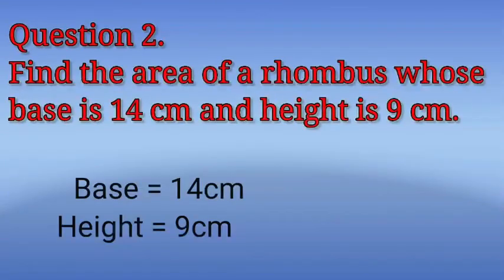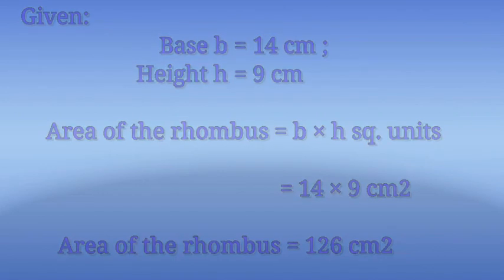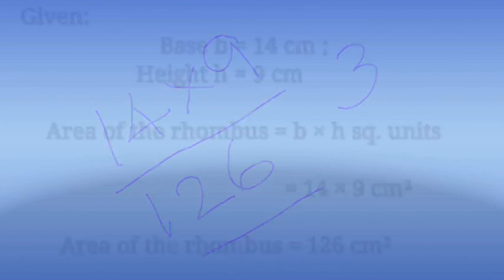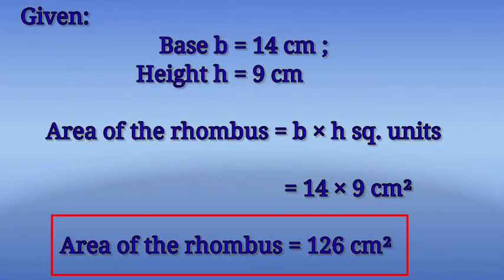Question 2. Find the area of a rhombus whose base is 14 cm and the height is 9 cm. By using the values of base and height, we can easily find the area of the rhombus by using the formula base into height square units. When we multiply 14 times 9, we get 126. Therefore, the area of the rhombus is equal to 126 cm square.